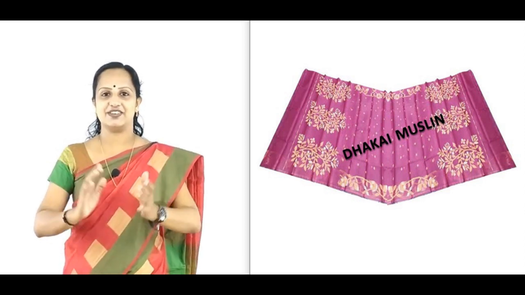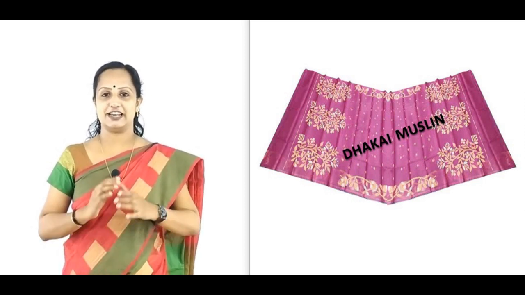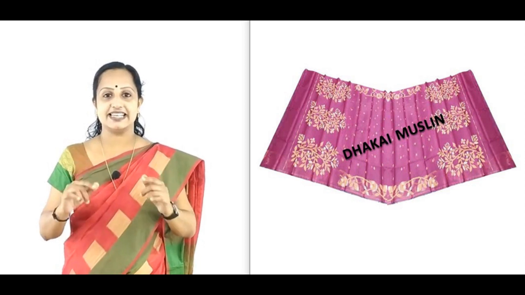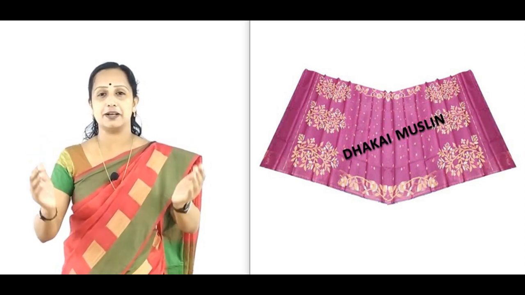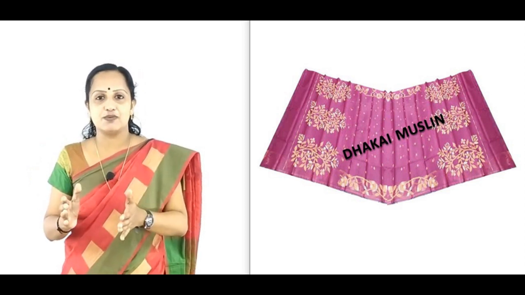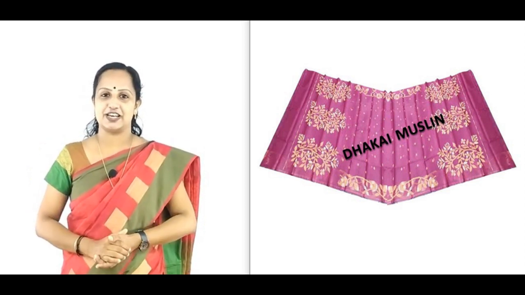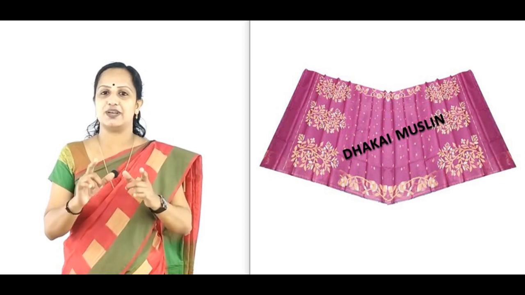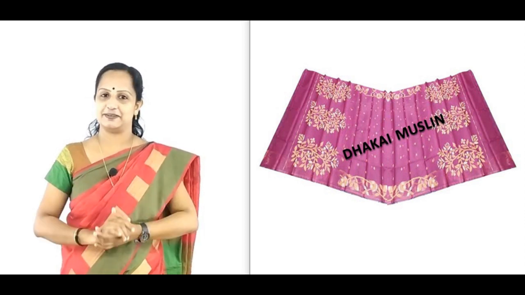In the 1600s, Dhaka muslin was introduced to Europe, and since then it had become a popular material for clothing as it was lightweight, easily washed, and versatile. It was also less expensive than silk or linen.